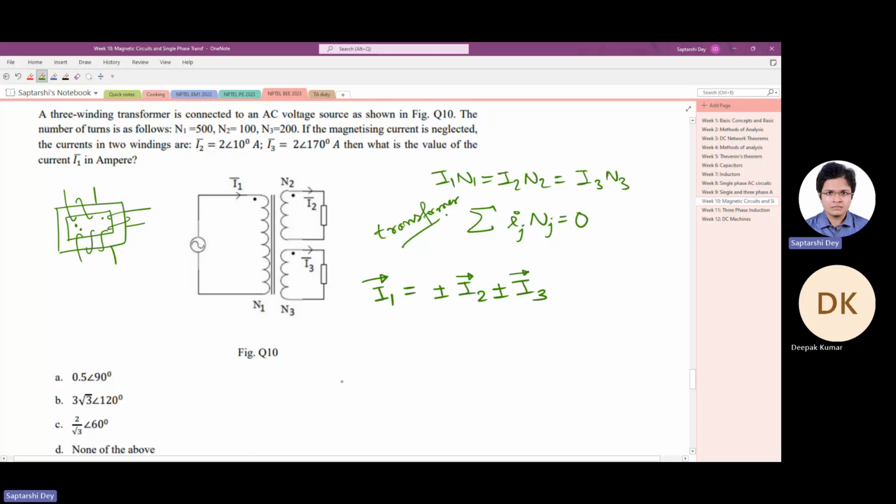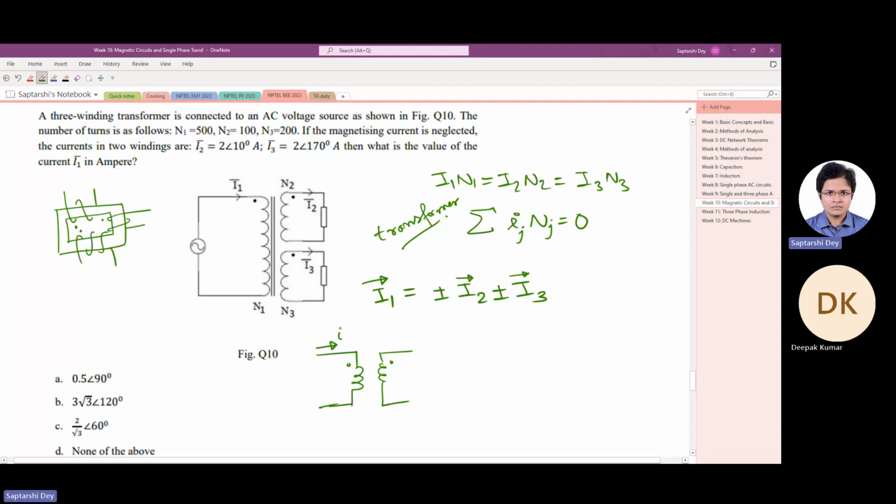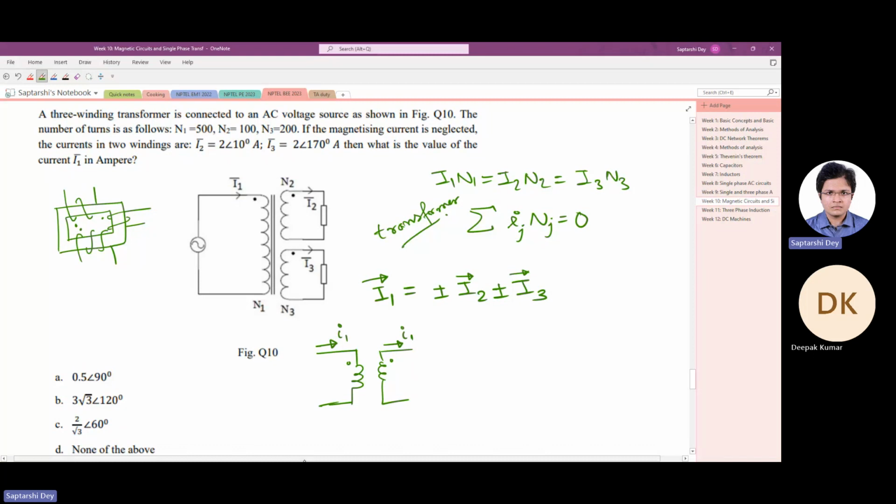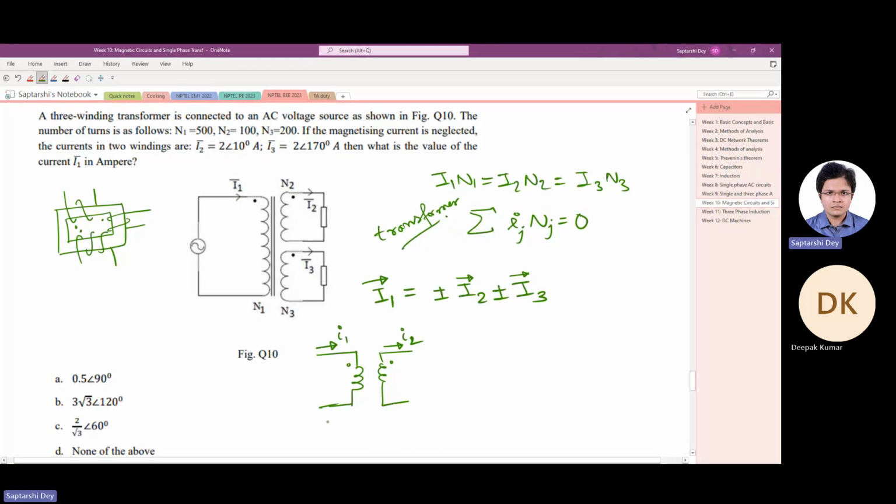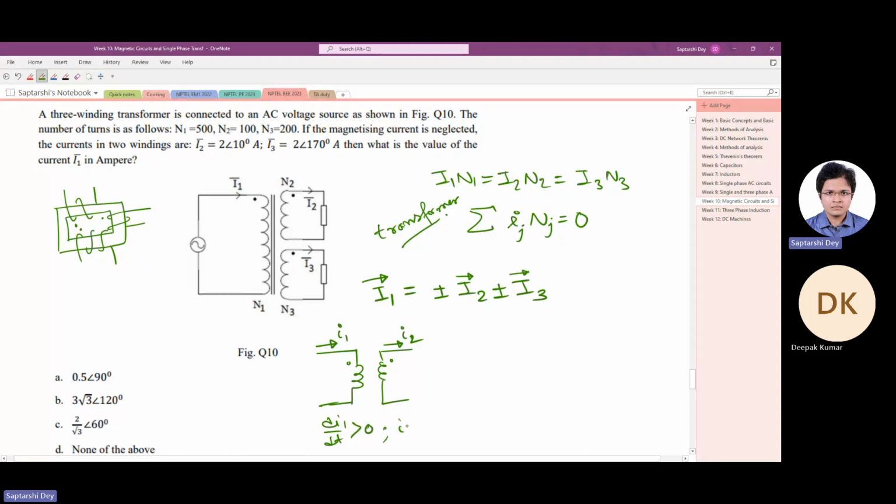Okay. Now, by the definition of dot convention, we know that if you have things like this, an increasing current here, I1, will give rise to a current here, I2. If di1/dt is positive, then I2 is also positive. So in the frequency domain, it becomes I1 equals I2 plus I3. You see here, I1 is entering the dot. Both I2 and I3 are leaving the dot. So this will become I1 equals I2 plus I3. And they have to be referred to the primary side.